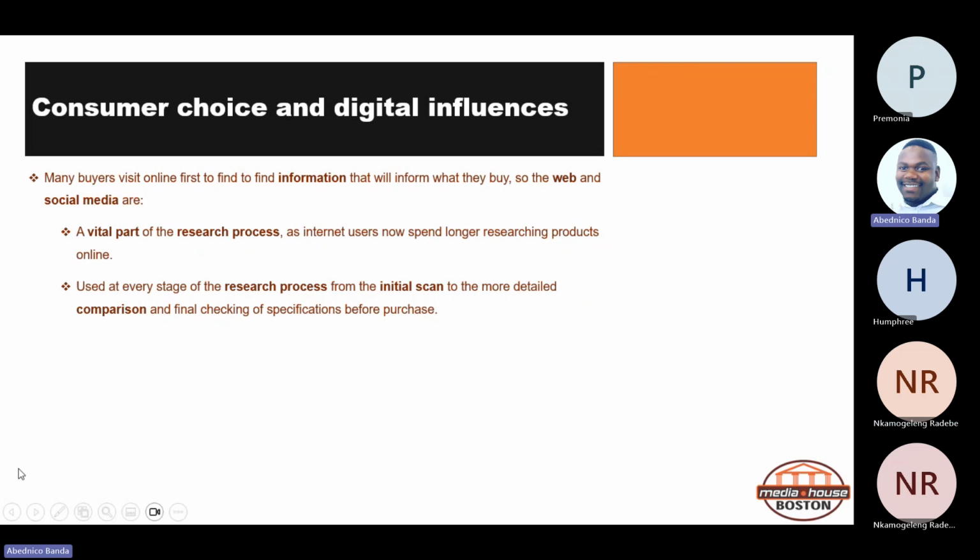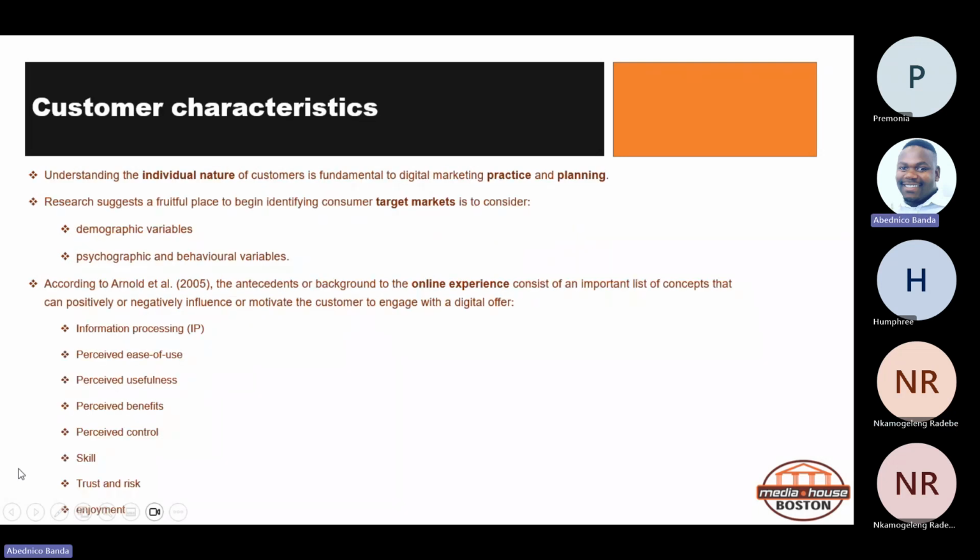Customer characteristics. Understanding the individual nature of customers is fundamental to digital marketing practice and planning. Research suggests a fruitful place to begin identifying consumers' target market is to consider the demographic variables and the psychographic and behavioral variables. Remember, guys, you yourself are going to have your own products. Some of you say you are DJs, some content creators, some photographers. You need to consider these as well if you want to grow your profile, okay?